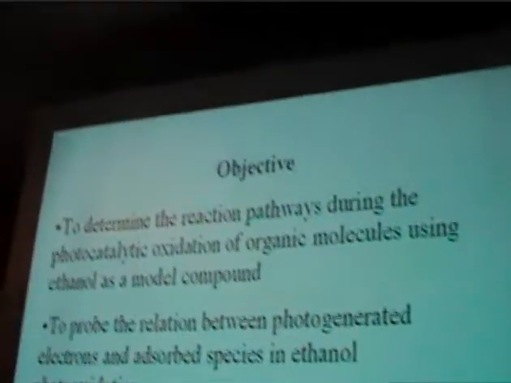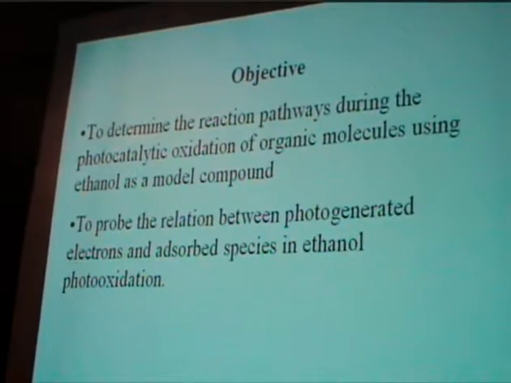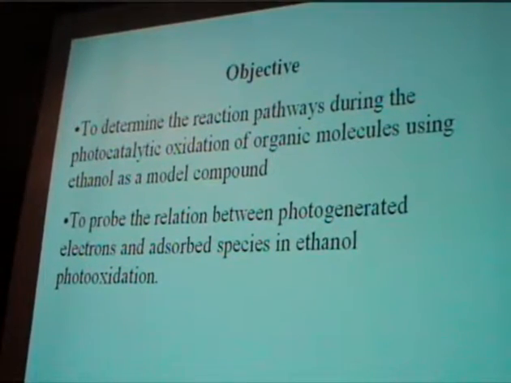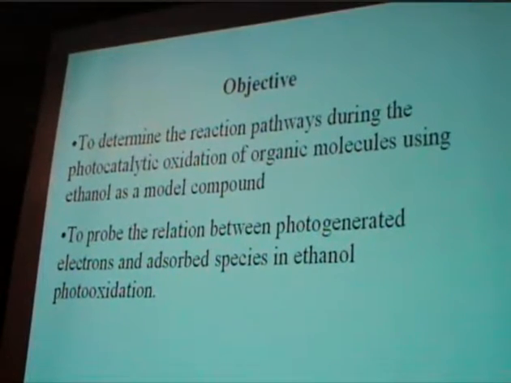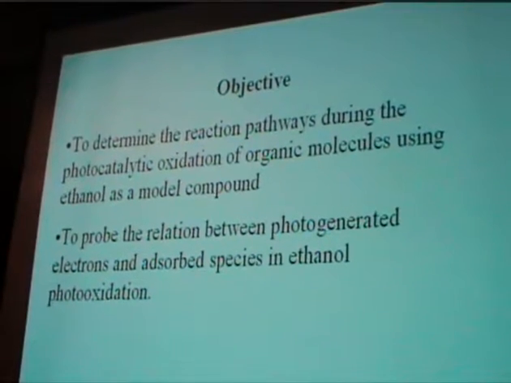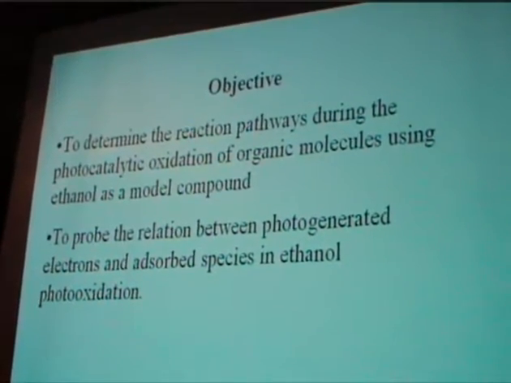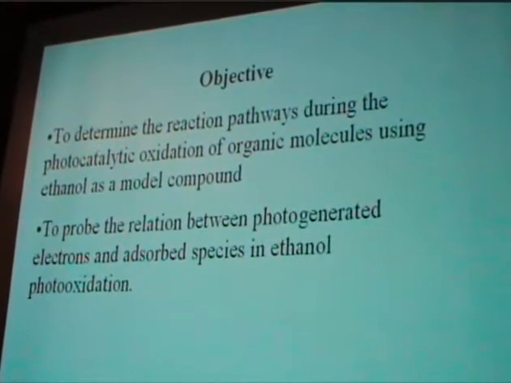Now, the objective of the work that I'm showing here was to determine the reaction pathways during the photocatalytic oxidation of organic molecules using ethanol as a model compound. And we also wanted to use IR as a tool that can allow us to probe the relation between photogenerated electrons and adsorbed species in the ethanol photo-oxidation.